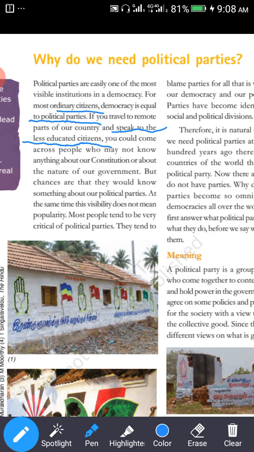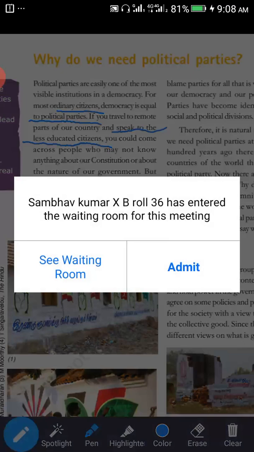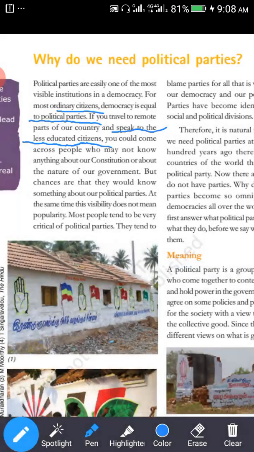And you could come across people who may not know anything about our constitution. You also have examples. You may ask people in your surrounding areas who are not educated: have you any idea about the constitution?